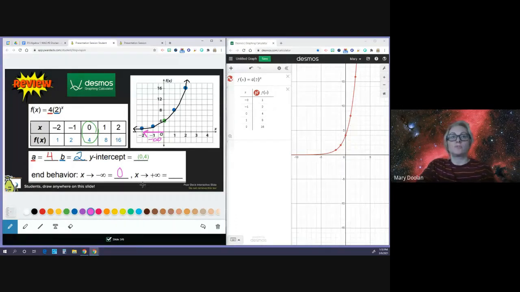As x approaches positive infinity, so as we go this way towards positive infinity, and sometimes they put the plus here, sometimes they don't. If you don't see the plus sign, it's implied that it's positive infinity. So as we move this way, the x values are increasing, our graph is also increasing and it's going towards positive infinity.